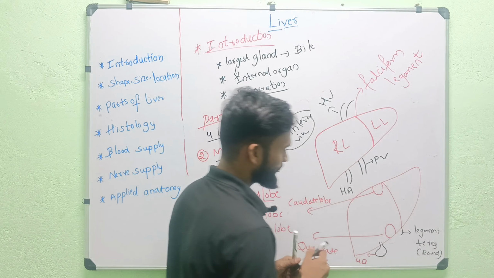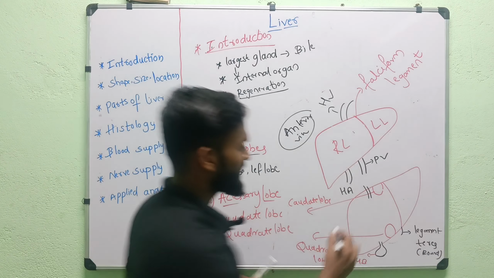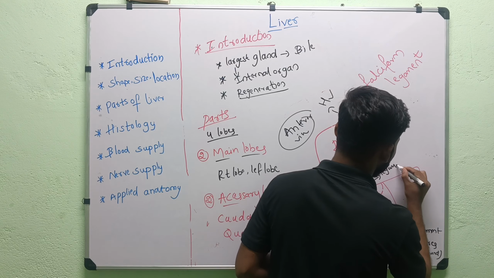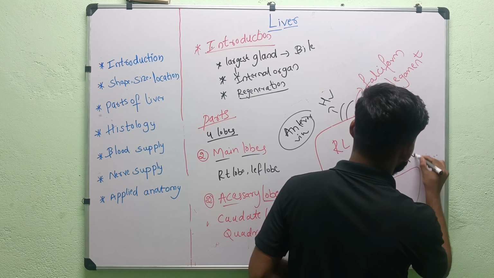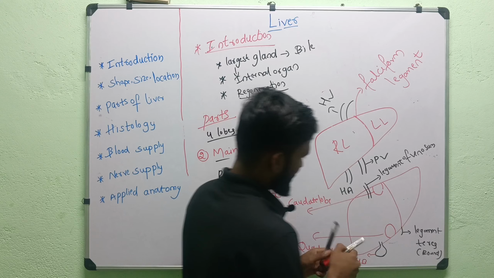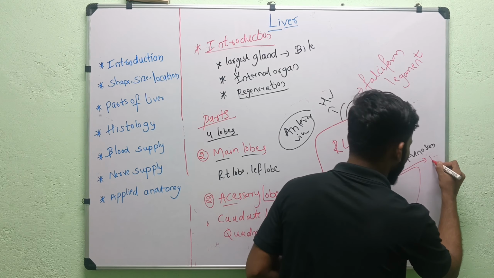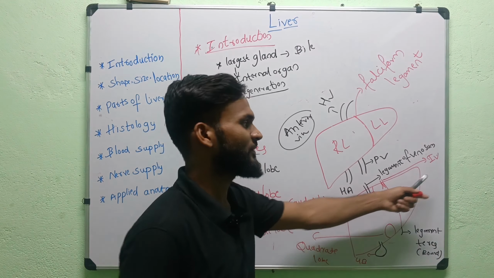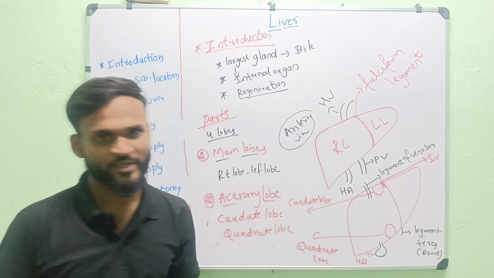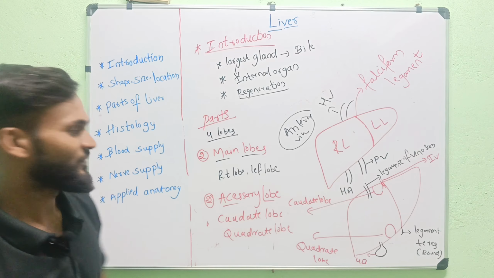And for the caudate lobe, in this area there is a specialized ligament known as the ligamentum venosum. And in this area there is a specialized vein, the inferior vena cava. In between the inferior vena cava and the ligamentum venosum, there is your caudate lobe. That is all about the lobes and parts of your liver.